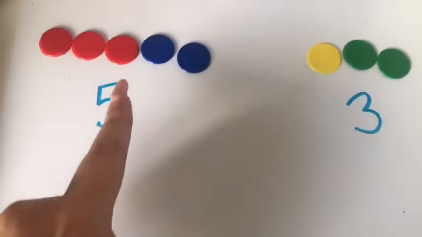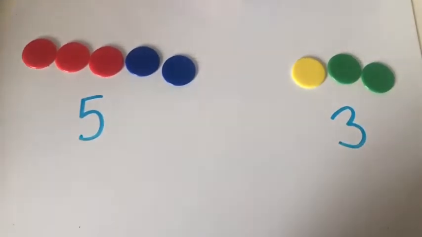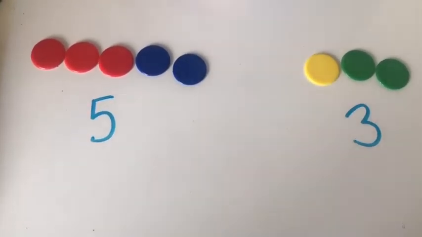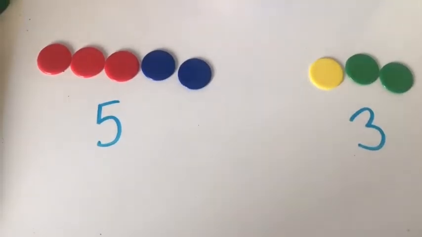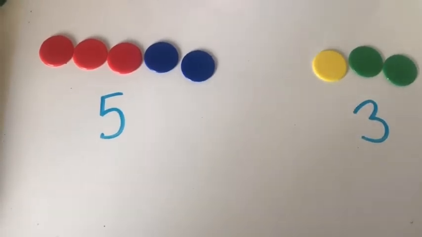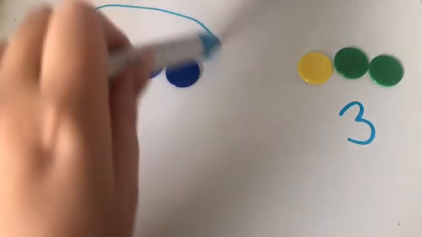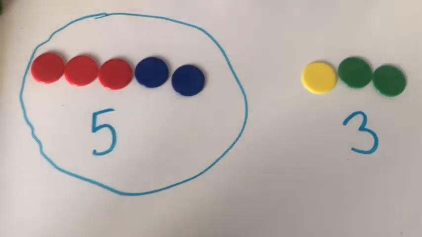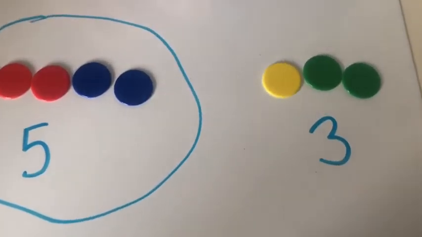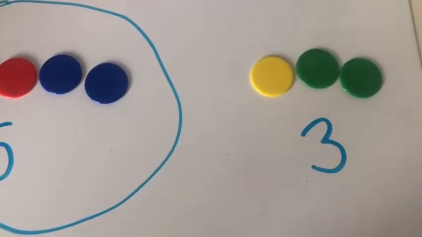So if we look, we've got a group with 5 and we've got this group with 3. Which is the bigger number? Which number is bigger? The bigger number is 5. So that must mean that this group has more. Give yourself a pat on the back if you got that right. So that means that this group has fewer. Good job. Well done.